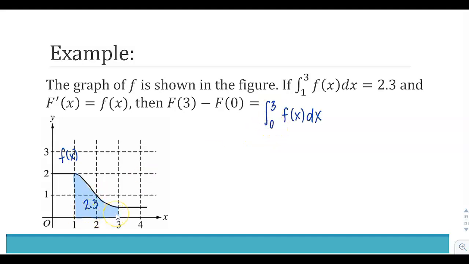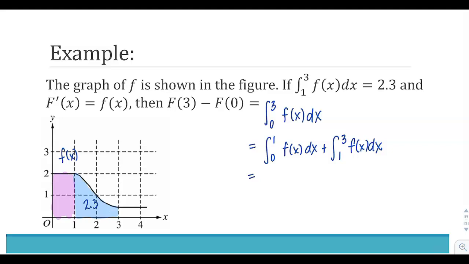I only have the area from 1 to 3. But the region that's missing in terms of area is a perfect rectangle. So all I have to do is find the area of that rectangle and add it to the area under this curved part that I was told is 2.3. So in other words, what we're really doing is we're saying this is equivalent to the integral from 0 to 1 of f of x dx plus the integral from 1 to 3 of f of x dx.